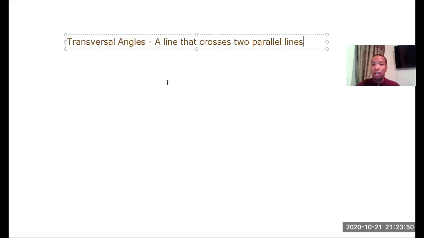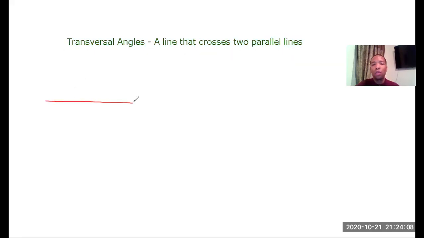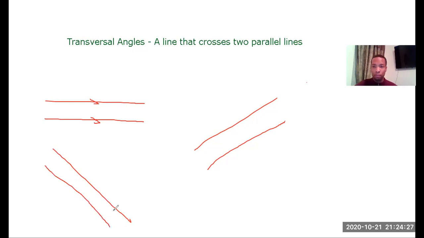So the first thing that we're going to look at is identify transversal angles, okay? A transversal is a line that crosses two parallel lines. Before we get into anything, I want to identify what two parallel lines look like. So two parallel lines, one could be that way, those two lines are parallel, all right? Because they are beside each other, going in the same direction. These two lines are parallel. These two lines are parallel.